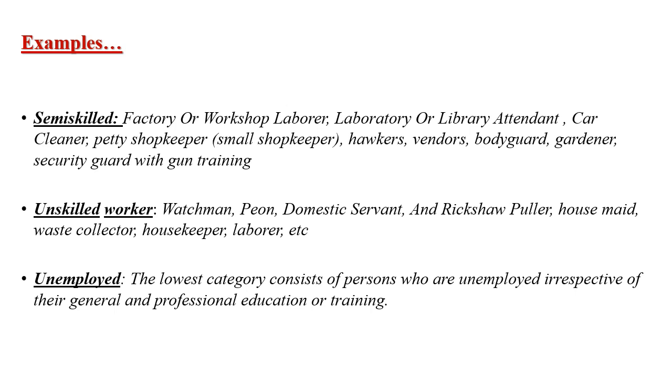Then semi-skilled workers: factory or workshop laborers, laboratory or library attendants, car cleaner, petty shopkeepers, that is small shopkeepers, hawkers, vendors, bodyguards, gardeners, security guards with gun training. So all these are included in the semi-skilled category. So unskilled workers are like watchmen, peons, domestic servants, rickshaw pullers, housemaid, waste collector, housekeeper, laborers, etc. So unemployed is the last category, the lowest category, consisting of persons who are unemployed irrespective of their general and professional education or training.